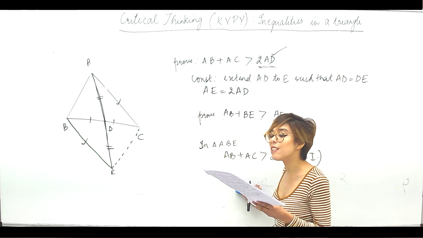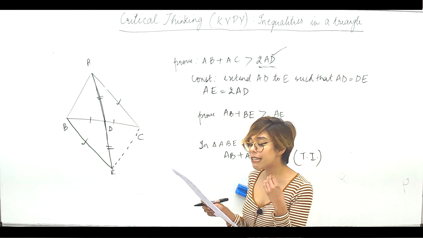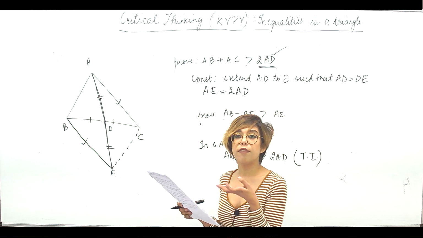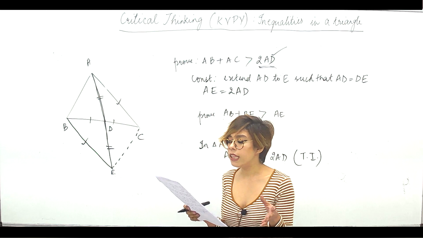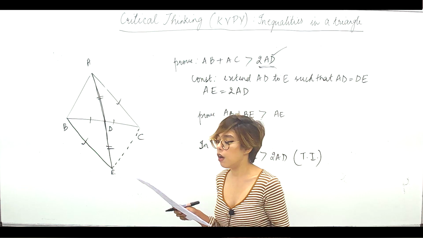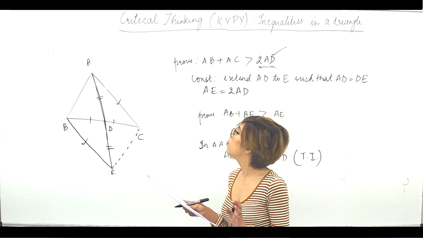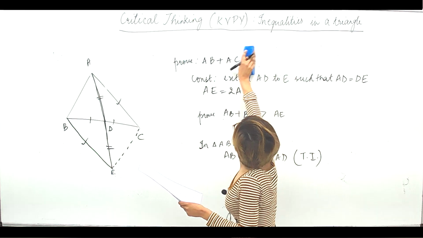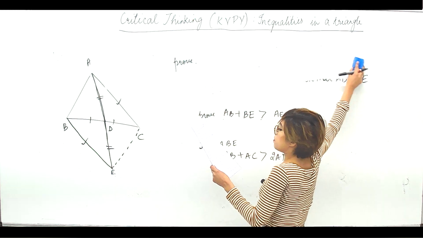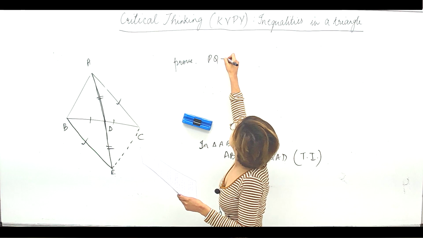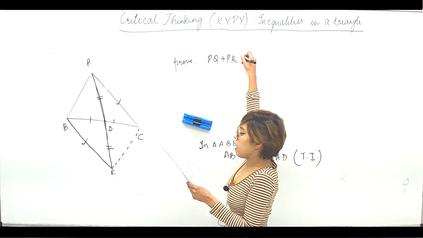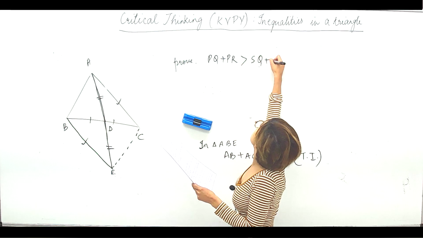Next. Oh, next one is nice. Write down: S is any point in the interior of triangle PQR. Prove PQ plus PR is greater than SQ plus SR.